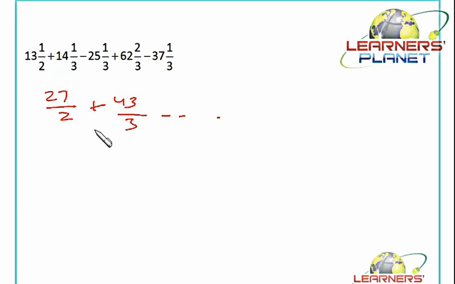So we can avoid this by splitting the mixed fraction into an integer and a proper fraction. So 13 and a half can be written as 13 plus half. Similarly, 14 and 1 by 3 can be written as 14 plus 1 by 3.